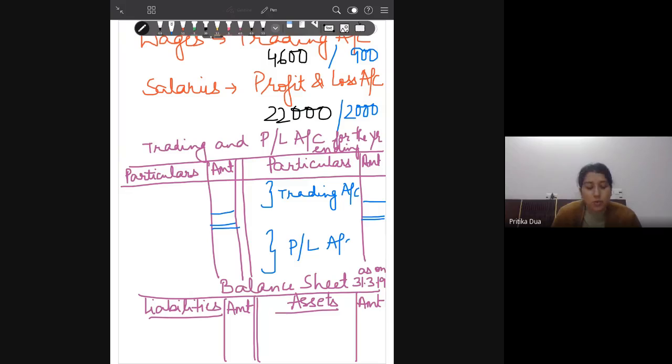Now let us see what will be the treatment. Both are expenses, both will come on the debit side. Debit side is nothing but the left hand side of the account. So first I will take up the treatment of wages. So, to wages. These wages of 4600 have already been paid. तो आप इसको डेबिट साइड पे लिख दोगे ऑफ द ट्रेडिंग अकाउंट, बट 900 इज ड्यू बट नॉट येट पेड.